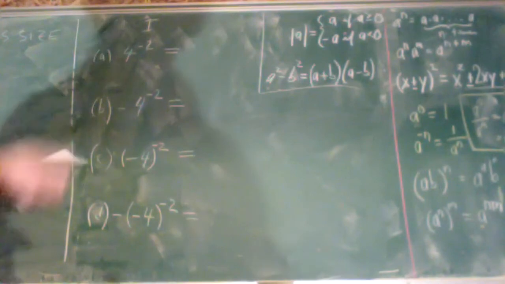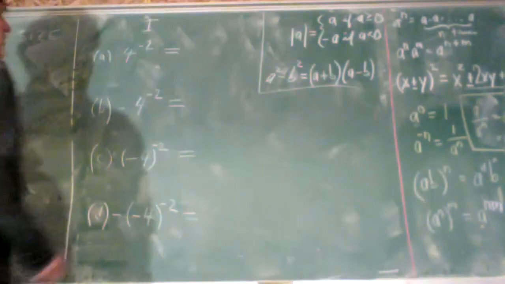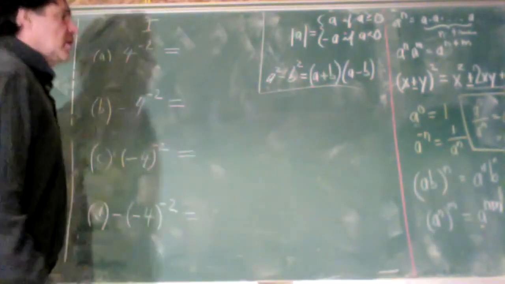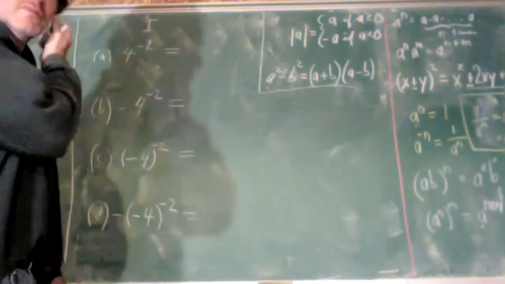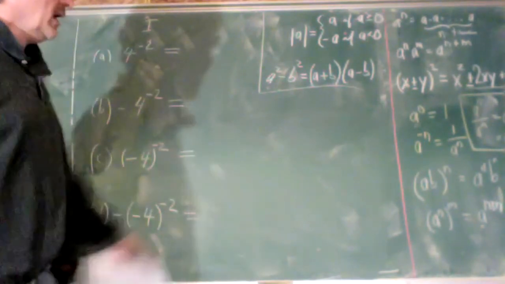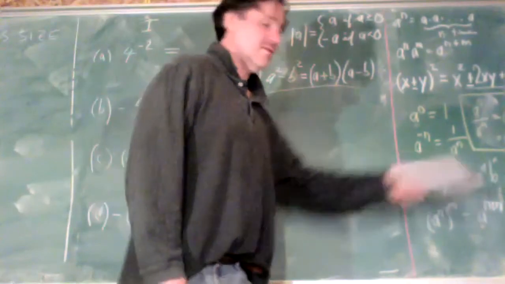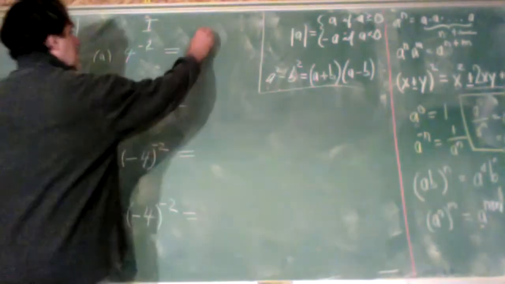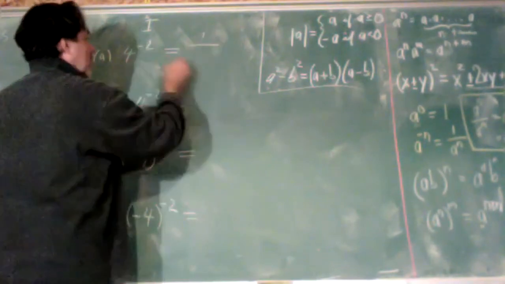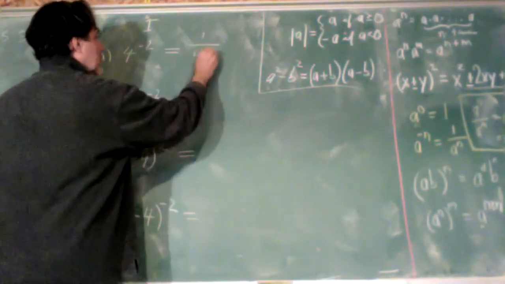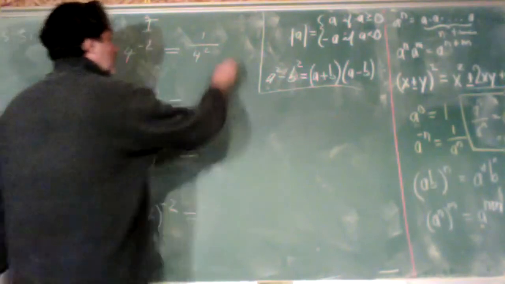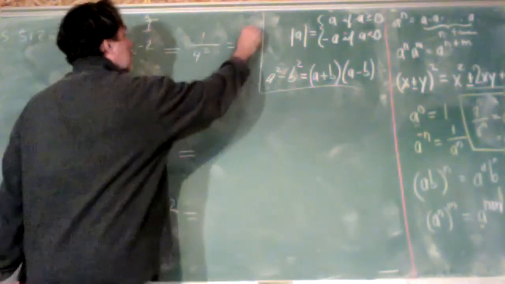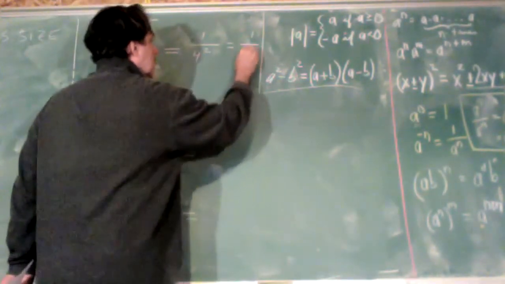So, 4 to the minus 2. Recall the definition of a negative integral power. A to the minus n is equal to the reciprocal of a to the nth power. So the reciprocal of a to the nth power here is 4 squared. 4 squared, 16. So write it out as 1/16.